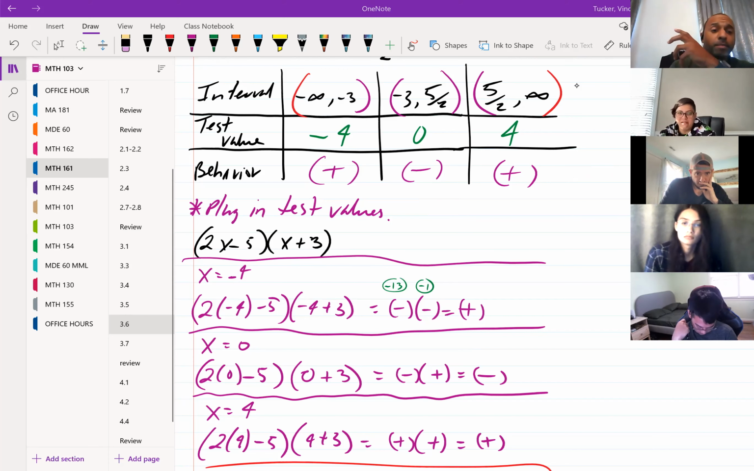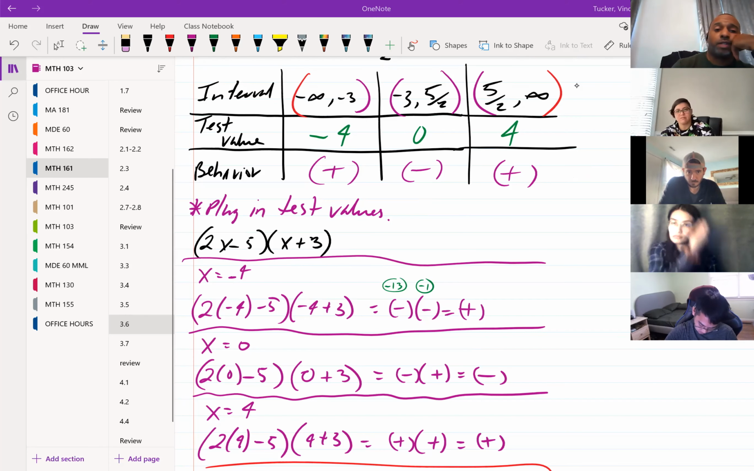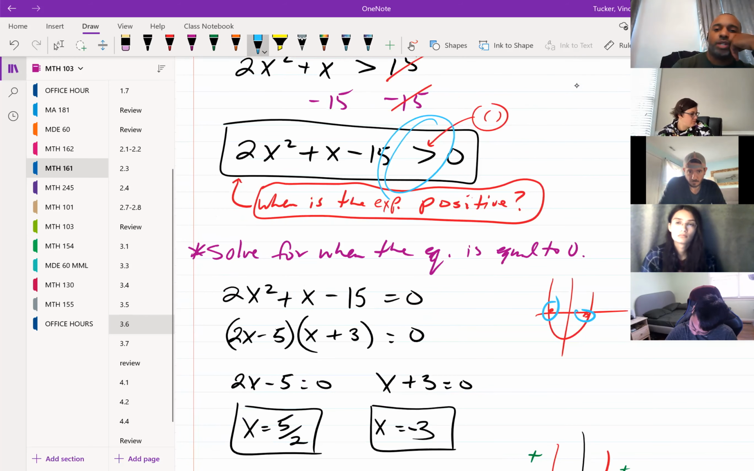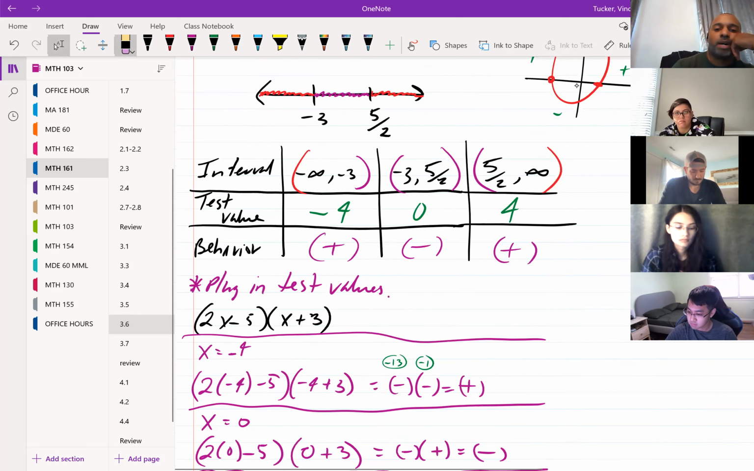So once you've done that, now we can go ahead and figure out what our answer is. Once your chart is filled out, go back to your original expression. We want to know, when is this greater than 0? In other words, when is it positive? So now, when is it positive?